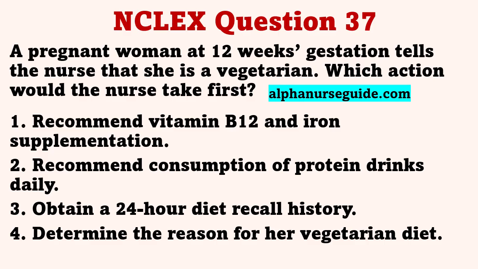The correct answer is 3. Obtain a 24-hour diet recall history. The care of a vegetarian woman who is pregnant should begin with an assessment of her diet because vegetarian practices vary widely. The nurse must first assess exactly what the woman's diet consists of and then determine any deficiencies.